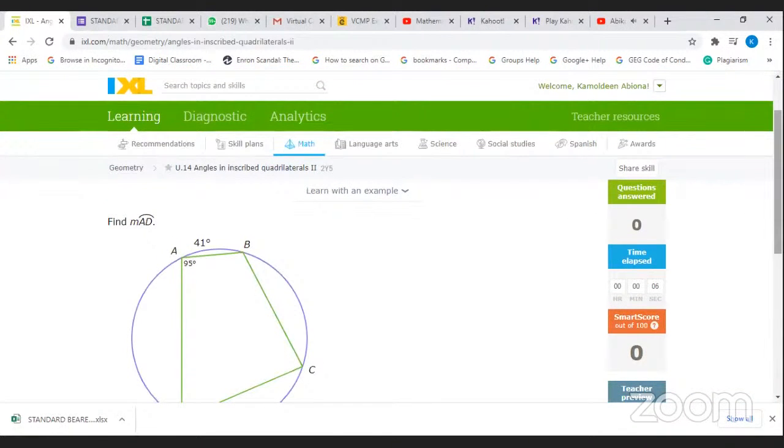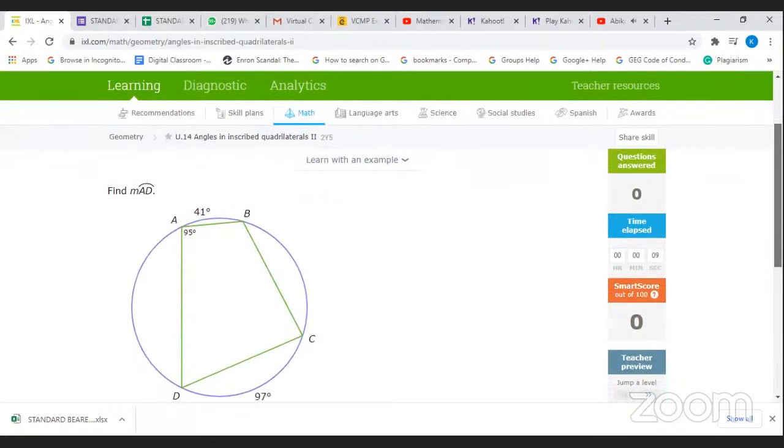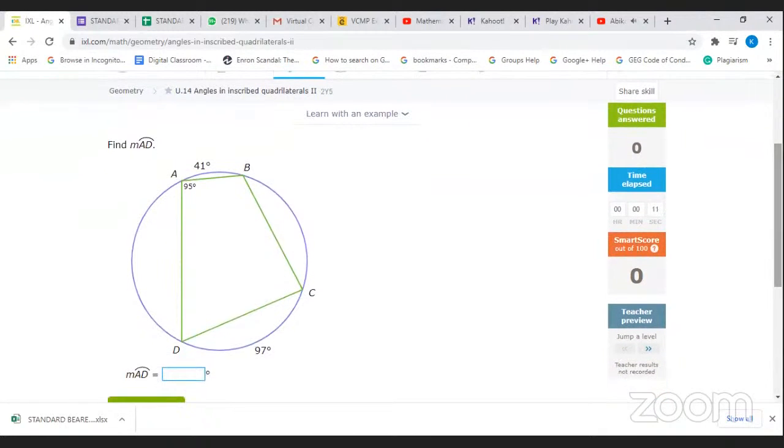So you can see this is another way of putting it. They call it MAD. MAD is 41 degrees. From what we have done before, I think we have done something. Oh, we didn't do that example. That one is just talking about angle MAD. Okay, find MAD. Where is M?